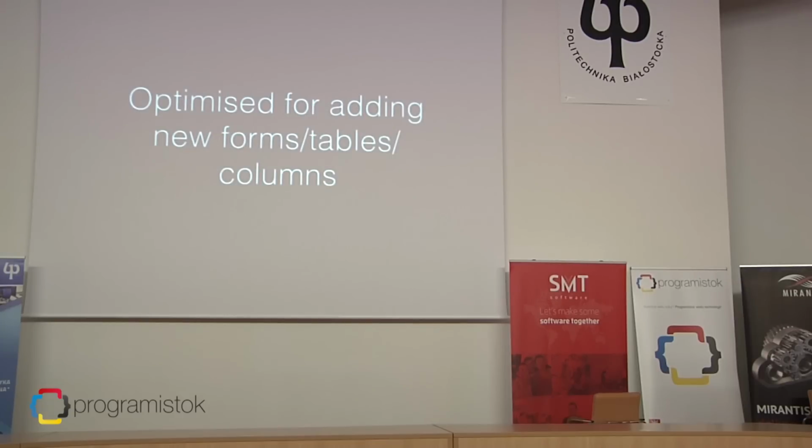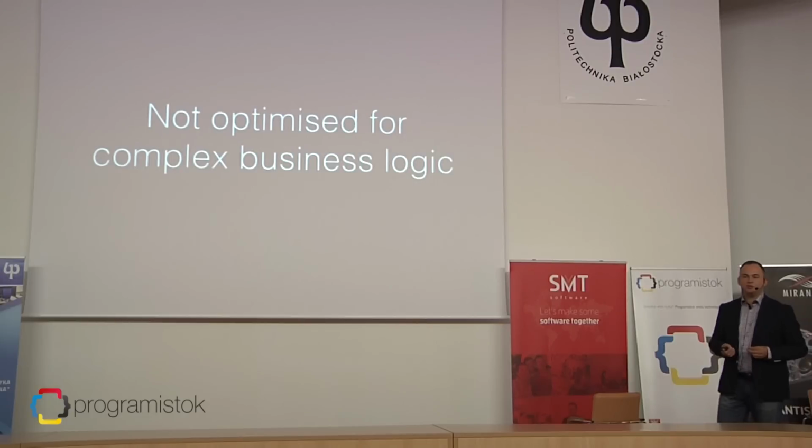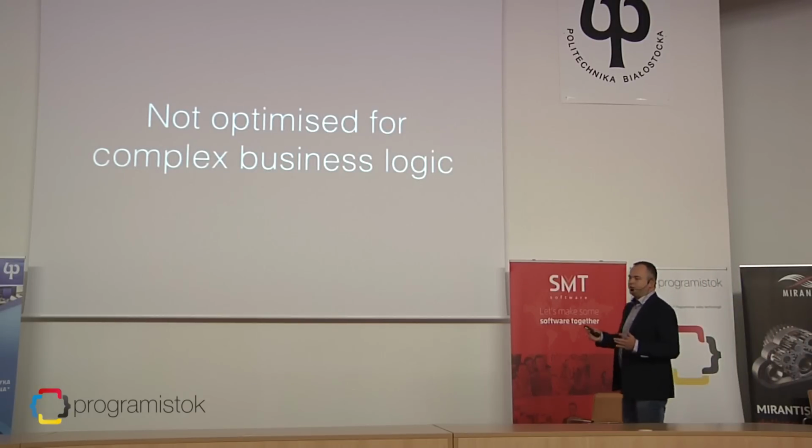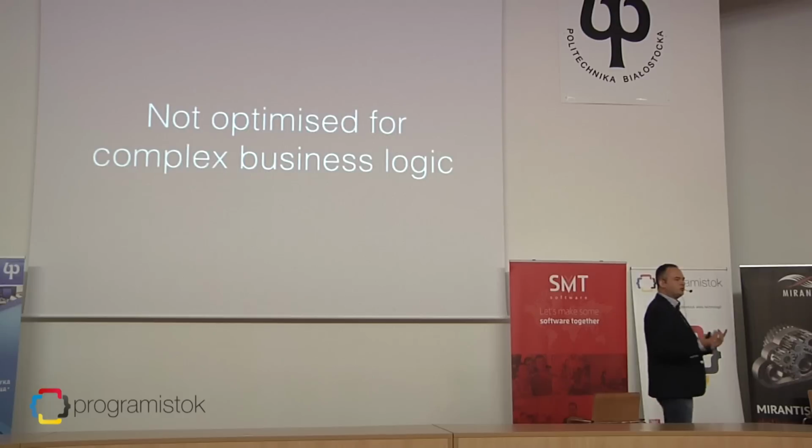So frameworks like Rails and ASP.NET are optimized for adding new forms, tables, and columns, which is the thing that we do at the beginning of the project, very often. That's why they're so great at the beginning. They're not so optimized for complex business logic. I'm not saying that they disallow us to handle complex business logic, but we have no support from the framework somehow.